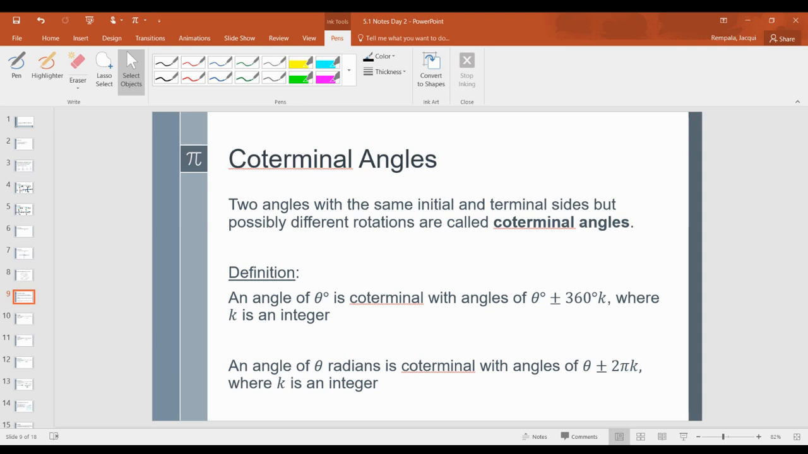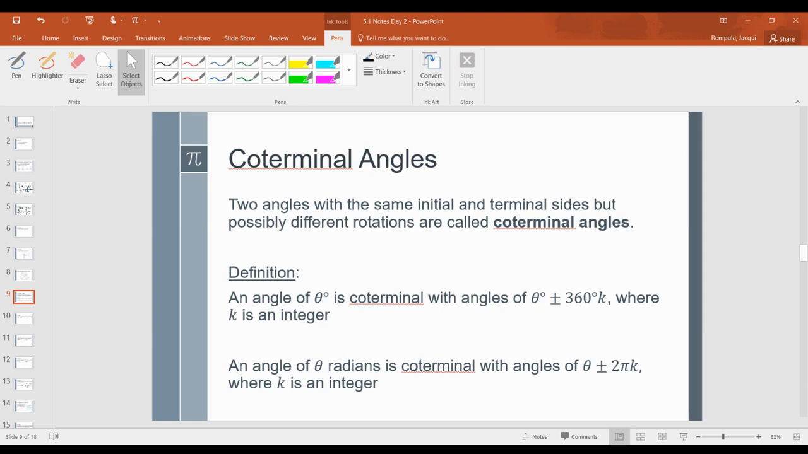If an angle is in degrees, to find its coterminal angle, whatever the angle is, we're going to add or subtract 360 degrees as many times as we need to. So that's what the K is, until we can get down to a particular number. And I'll explain more in a second when we do examples. But if we're talking about degrees, we're thinking one full rotation is 360 degrees.